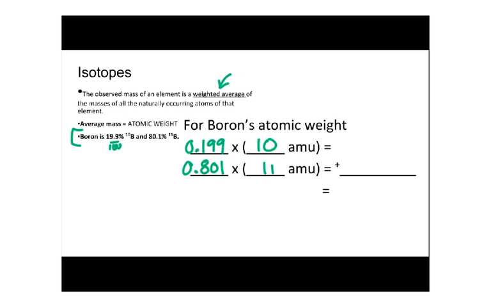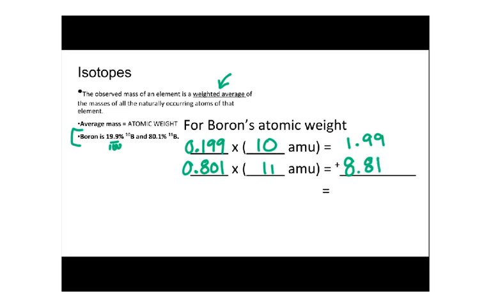When I multiply that first one out, 0.199 times 10, I get 1.99. I want 3 sig figs because my 0.199 has 3 sig figs, and the 10 doesn't count because it was a counting number. Then I multiply together my 0.801 times 11. Again, the 11 is a counting unit, so it doesn't count for sig figs, so I want 3 sig figs in my answer, 8.81.